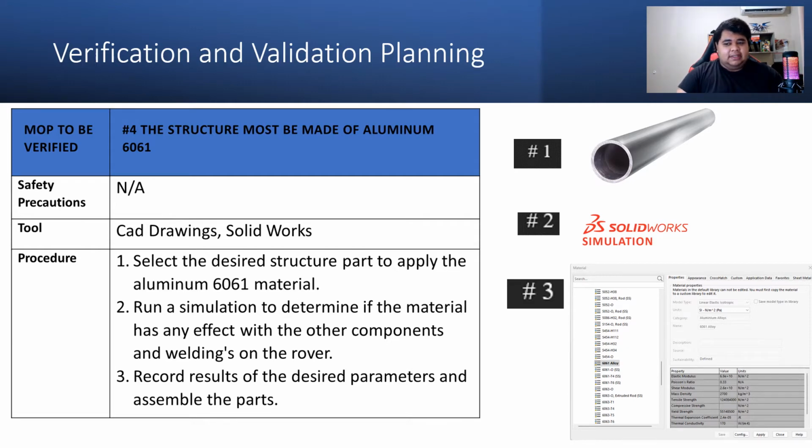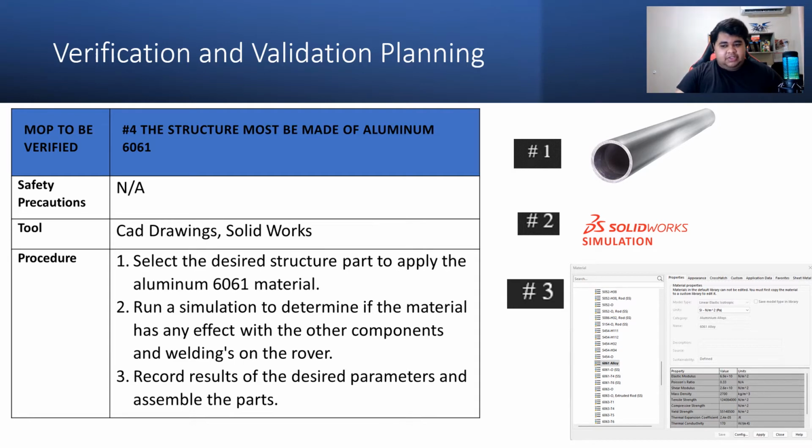Mostly we'll be selecting the desired structural parts to apply the aluminum to, which will be the main body part. It will not be, for example, the excavator, and will not be the fuse box. Those will be the main body part that will consist of the main structure that will be holding everything. So we'll be selecting those in aluminum 6061 material.